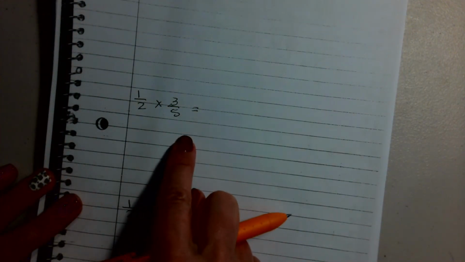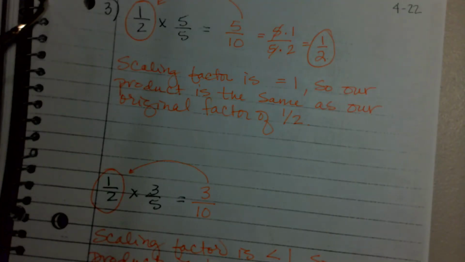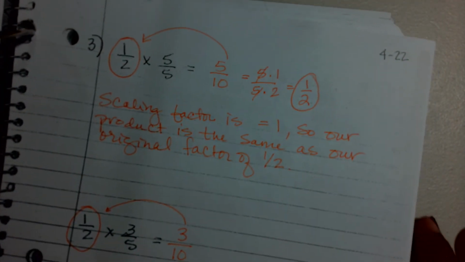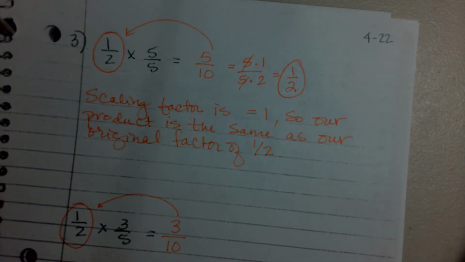Go ahead and you are going to do 1/2 times 5/5, 1/2 times 3/5, 1/2 times 9/5. Remember, you have to be able to tell me what the scaling factor is and how your product relates to the original factor. Go ahead and begin. All right, let's see what you wrote. Let's see what arrows you drew. Let's see what you circled.